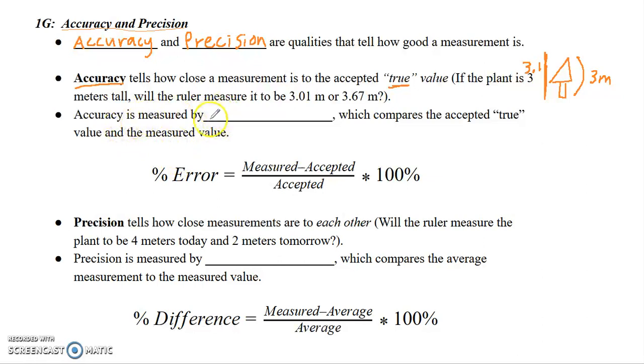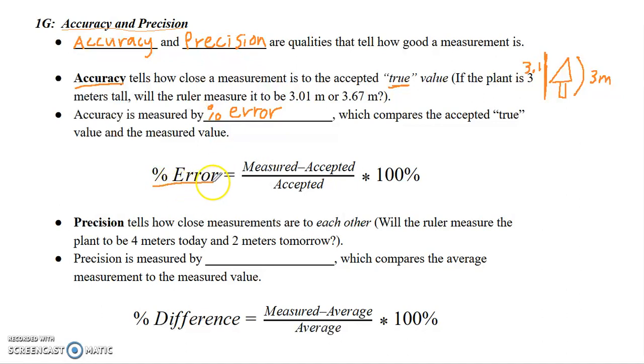And accuracy is going to be measured by something called percent error. I'm just going to abbreviate it with the percent sign. Percent error compares the true value and the measured value. So the percent error is basically a number that tells you exactly how accurate something is.